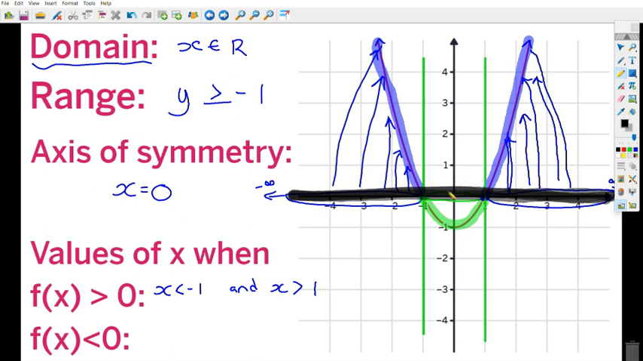So x is in between which 2 values? X is in between 1 and -1. X is greater than -1, but x is smaller than 1 because it's in between those 2. Alright, can you see the difference? I hope that's making sense. If it's not, just go back, just reverse a bit.